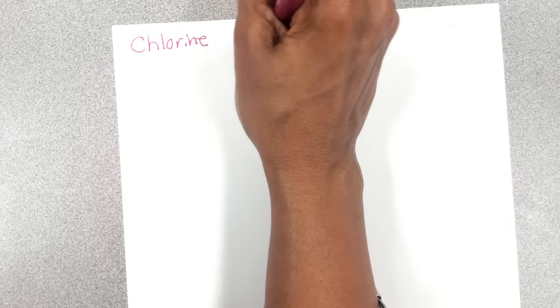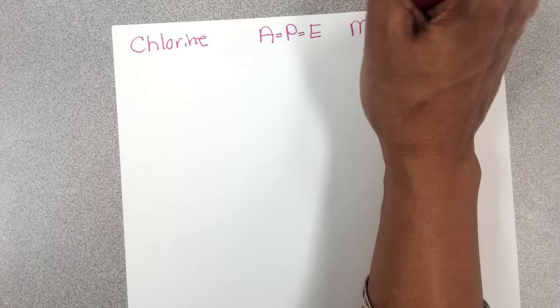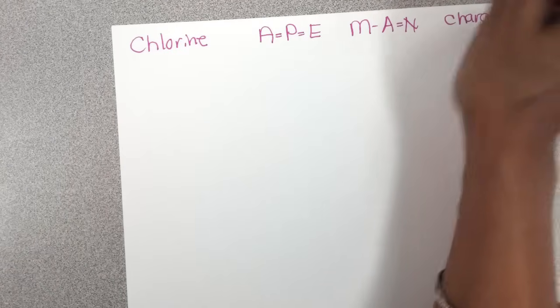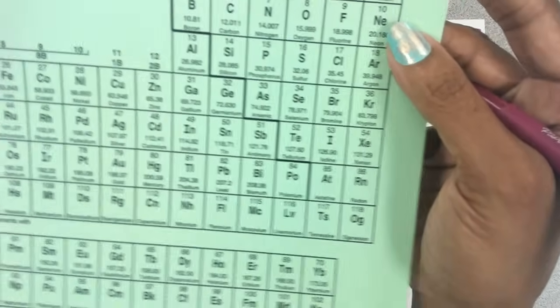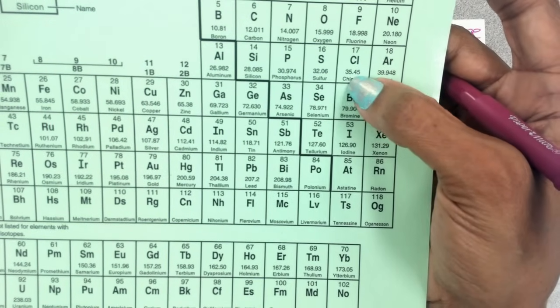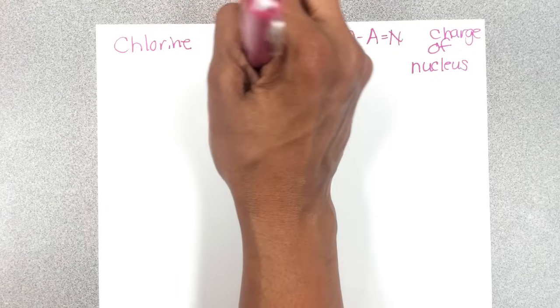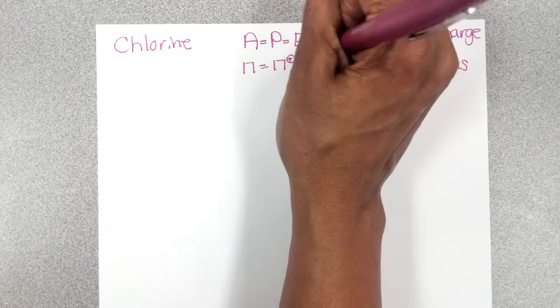So your atomic number equals your protons equals your electrons. Your mass minus atomic number equals neutrons. And let's do the charge of the nucleus. Okay, so chlorine. Chlorine has an atomic number of 17 and a mass of 35.4. We're going to keep it at 35. So, atomic number 17, which means I have 17 protons, 17 electrons.